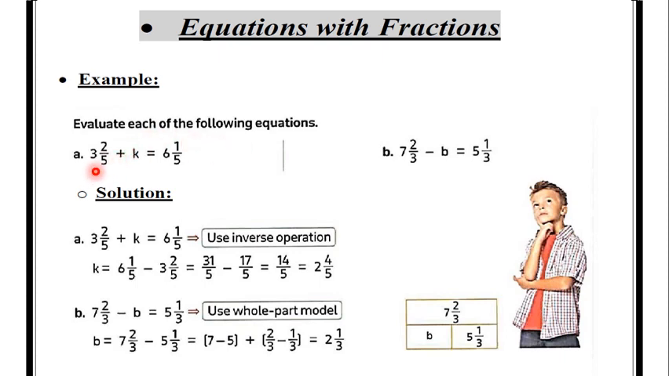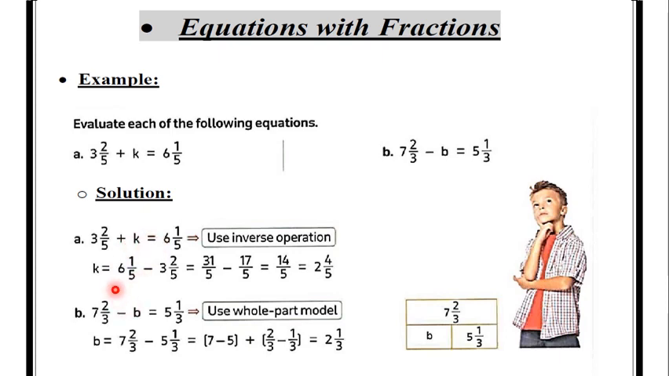Here we have 3 and 2 over 5 plus k equals 6 and 1 over 5. Here the variable is in the middle, and the variable wants to be alone, so I will take this fraction, 3 and 2 over 5, to the other side by opposite sign. This is plus, so it will go to the other side by minus. Let's see, I will write k equals 6 and 1 over 5 minus 3 and 2 over 5. I can solve it in two ways, whole minus whole and fraction minus fraction.